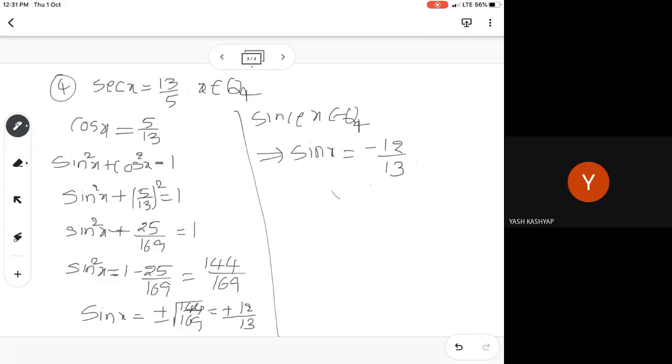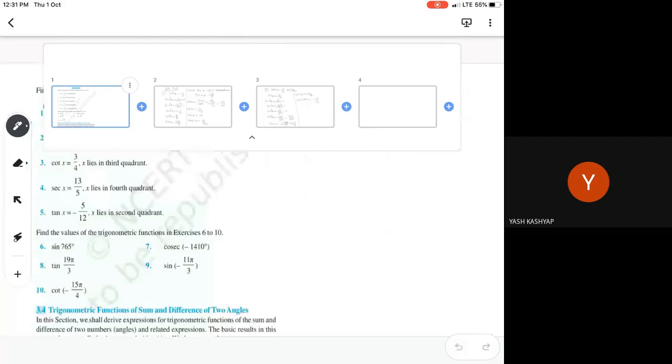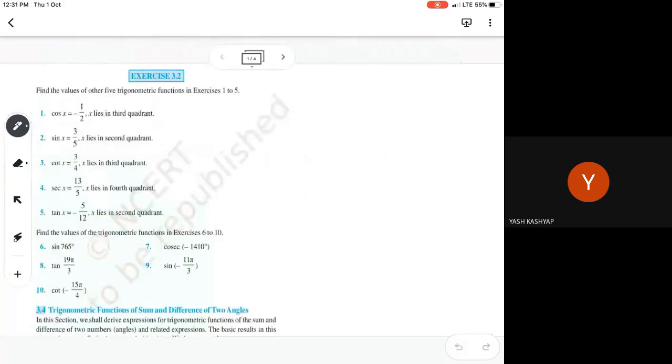Okay, sir. Secant x given means cos x, find out kar diya. Tan x given means what to do? In the problem here, if you see, in the fifth problem tan x दे दिया, in the third problem cot x दे दिया. So you have to use another identity. What identity do you have between tan and other trigonometric ratios?